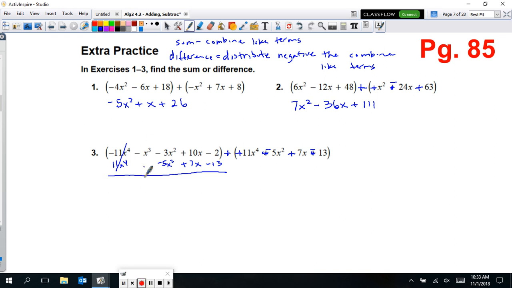But we do have this one. It's not going to combine with anything. So we start off with a negative x to the third for the answer. These x squareds combine, giving us negative 8 for the x squared. And then this gives us a positive 17 for the x, and then negative 15 for that constant term there. So that's our answer from subtracting these two polynomials. Gives us this 4-term polynomial here.